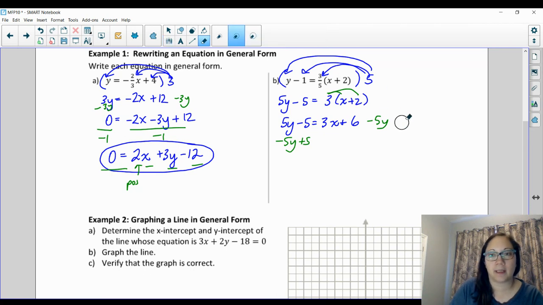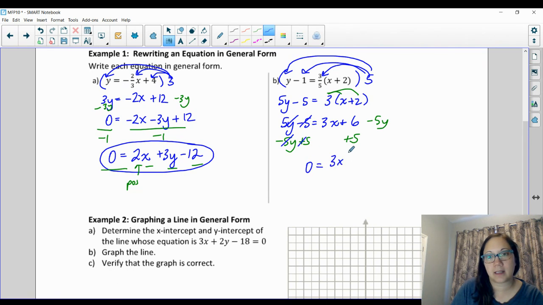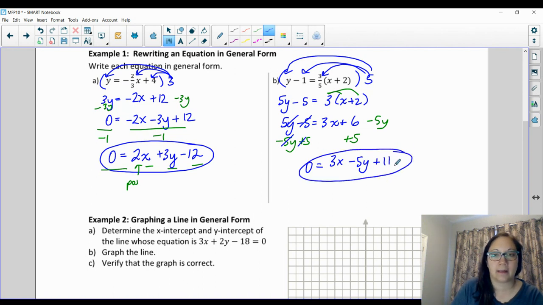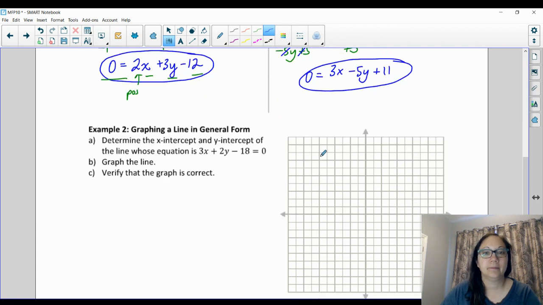Actually, I'm going to show where I'm going to add that 5. It's going to end up combining with the 6, so these cancel out. I have 0 on the left. I have 3x minus 5y plus 11. I just changed the order around there to make sure it's in my x, y, constant order. So the general form of that equation is 0 equals 3x minus 5y plus 11.